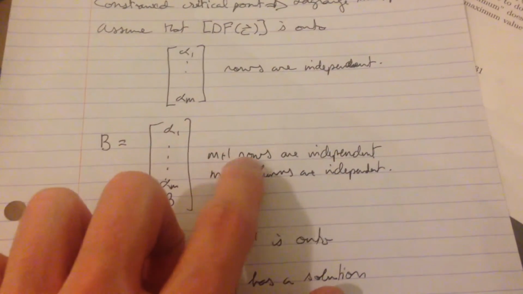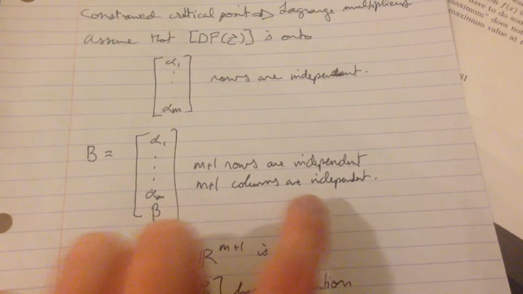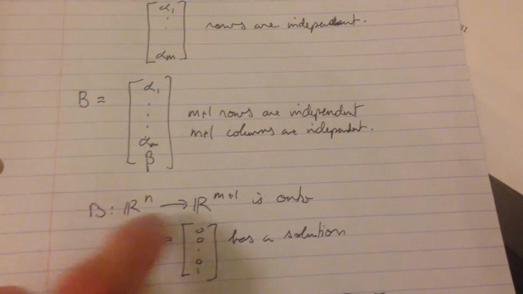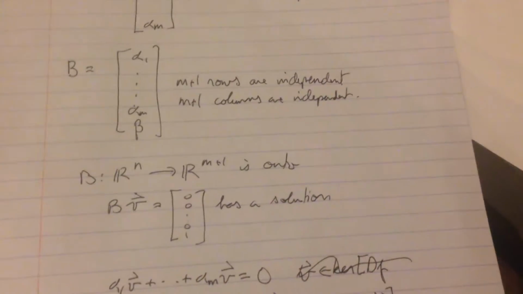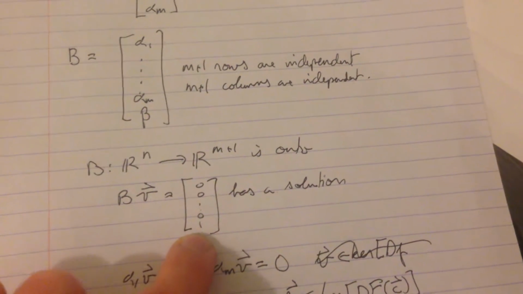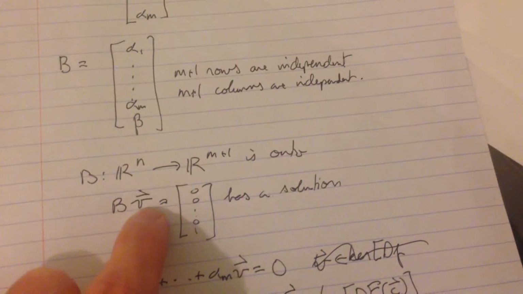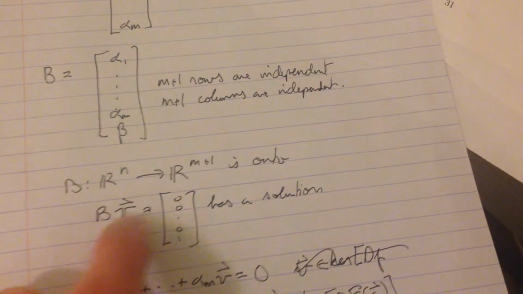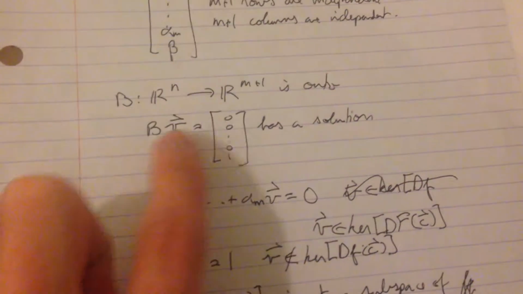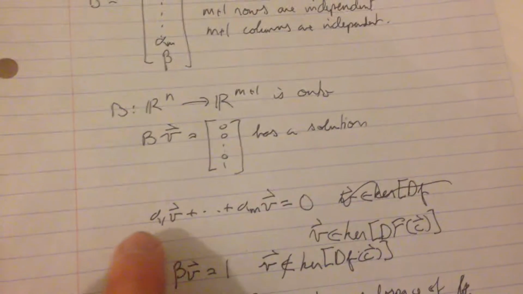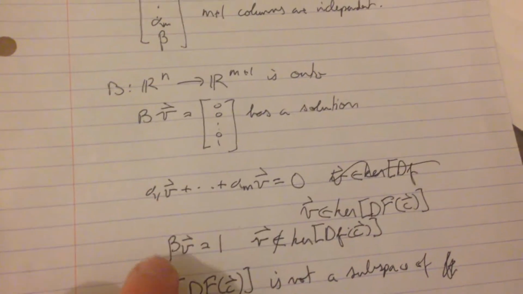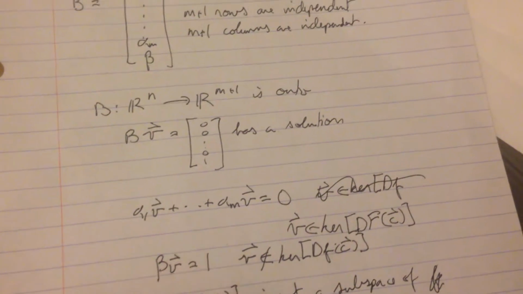Now, because it has m plus 1 rows that are independent, that also means that it has m plus 1 columns that are independent. So B, which is a function taking us from R^n to R^(m+1), is onto. Because it's onto, for this vector in R^(m+1), we can find some vector V so that B times V is equal to this. But then, since we have all of these zeros, our alpha 1 times V, etc., are all equal to 0. But then our beta, the row vector, times V is equal to 1.